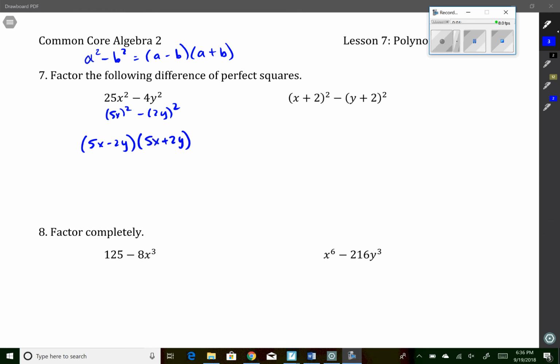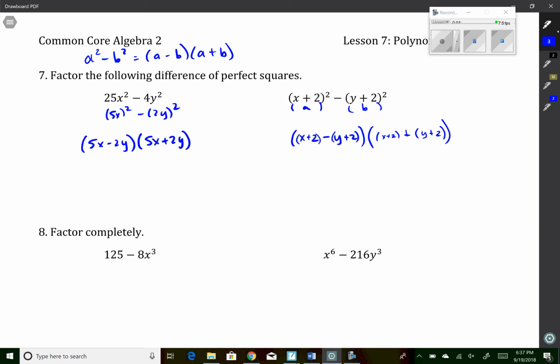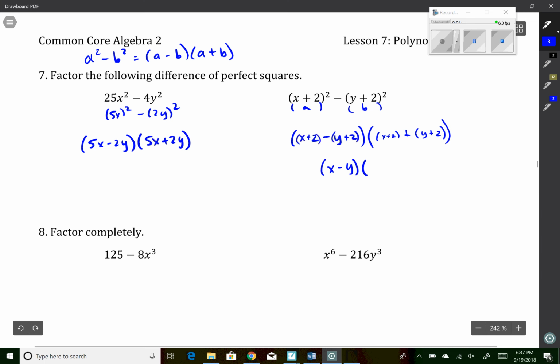Now, this second one is a little bit more challenging, only because of what's here. So essentially, what's in this first parenthesis, this is like A, and what's in this second parenthesis, this is like B. So when I factor this, I have the x plus 2 minus the y plus 2, and I have the x plus 2 plus the y plus 2. And then I could do some distributing, some combining of like terms. In the first parenthesis, I'll get an x minus a y, and the 2's are going to cancel. In the second parenthesis, I'm going to get an x plus a y and plus a 4.